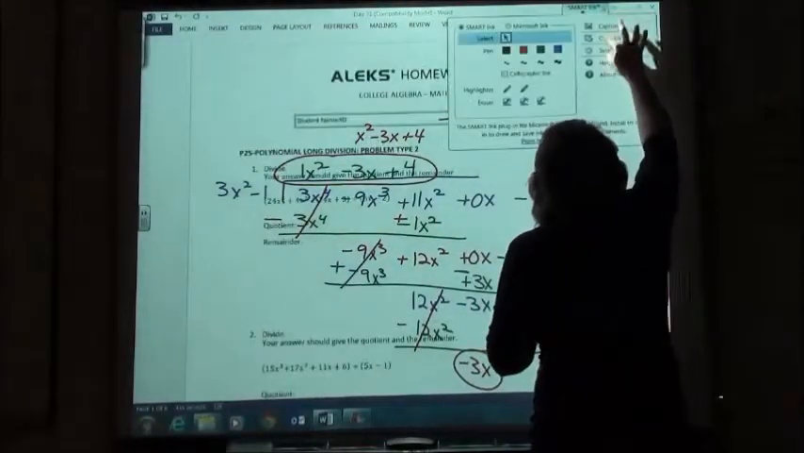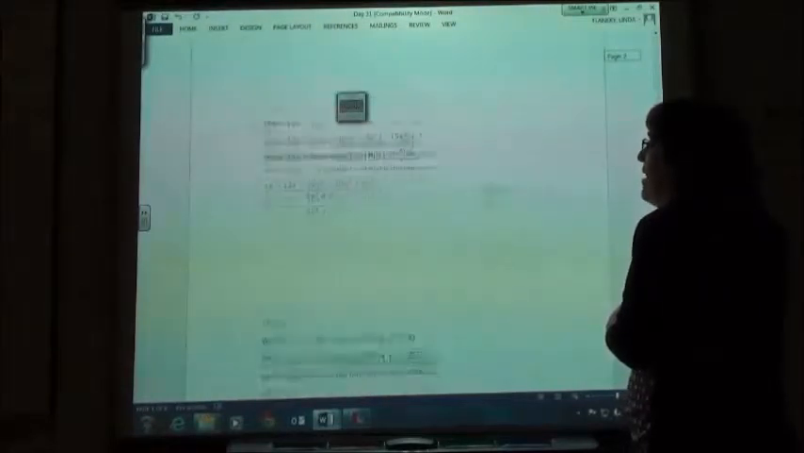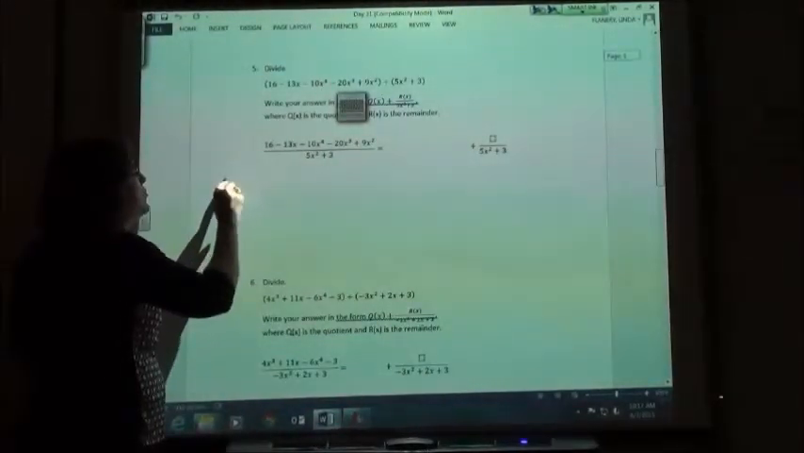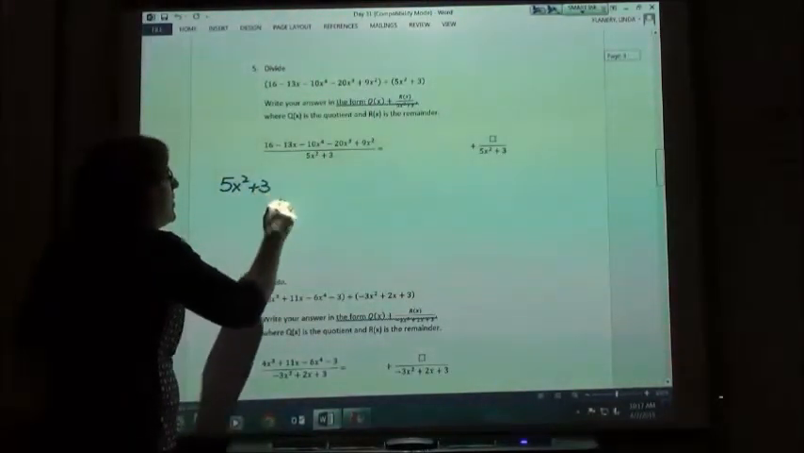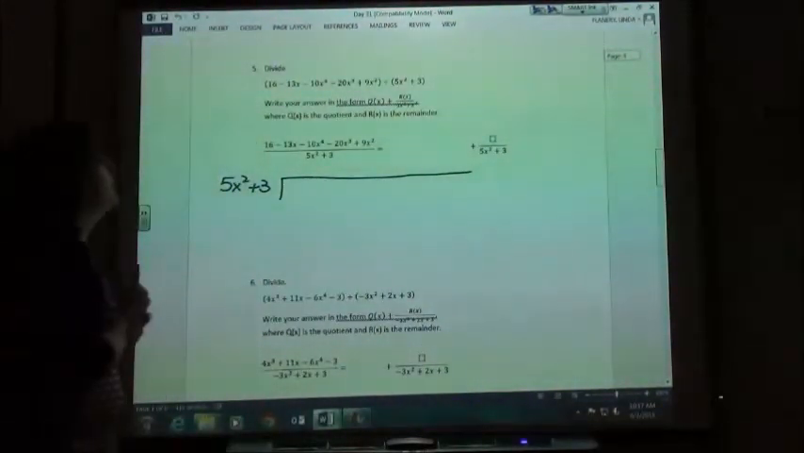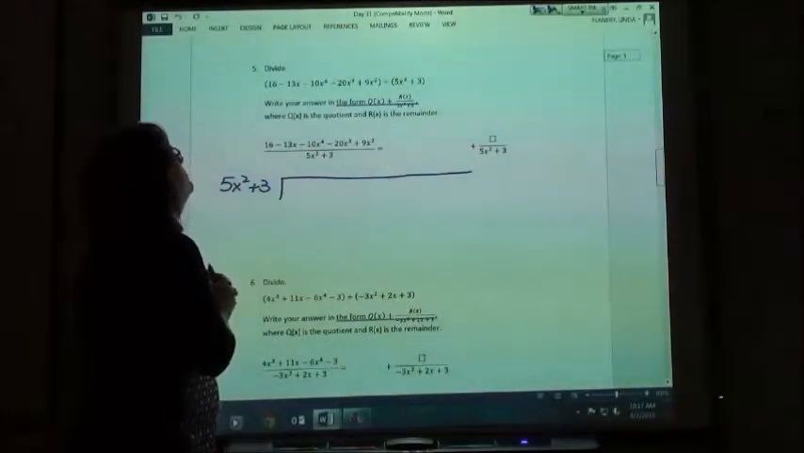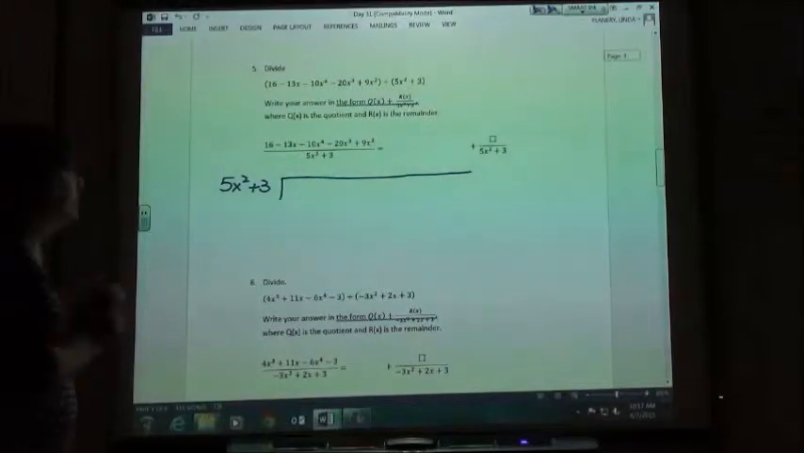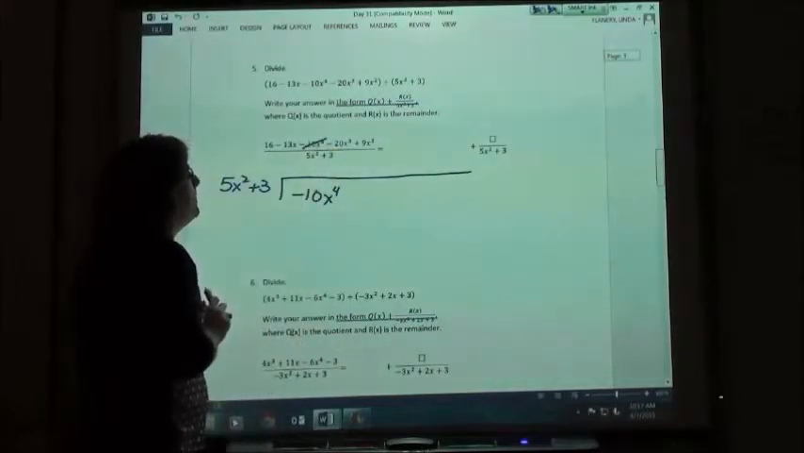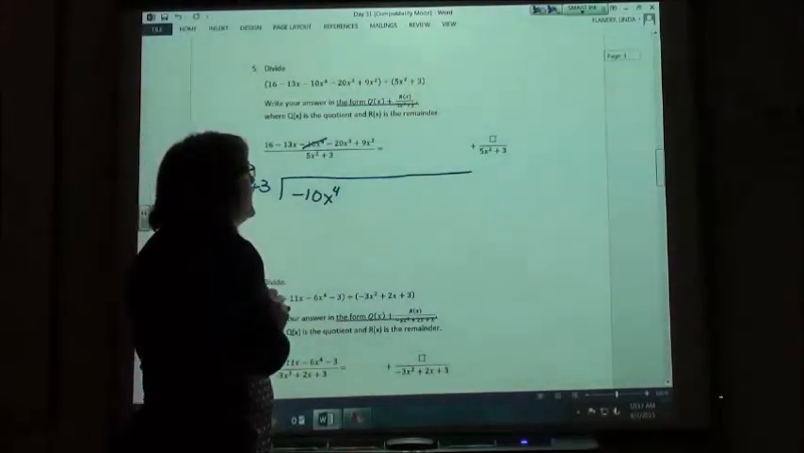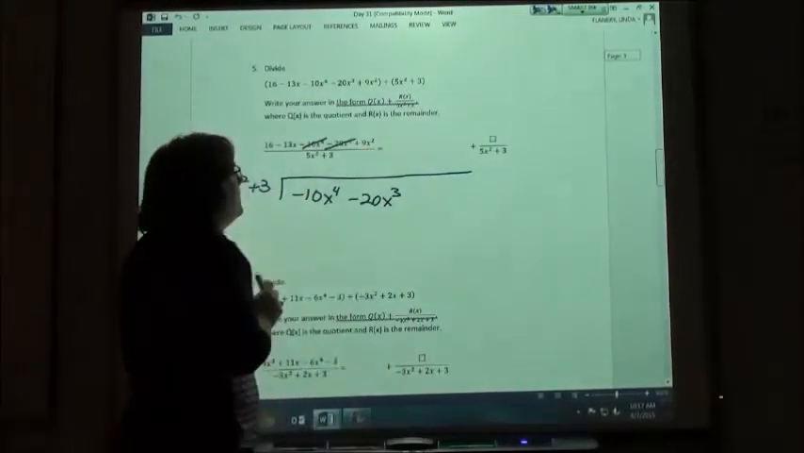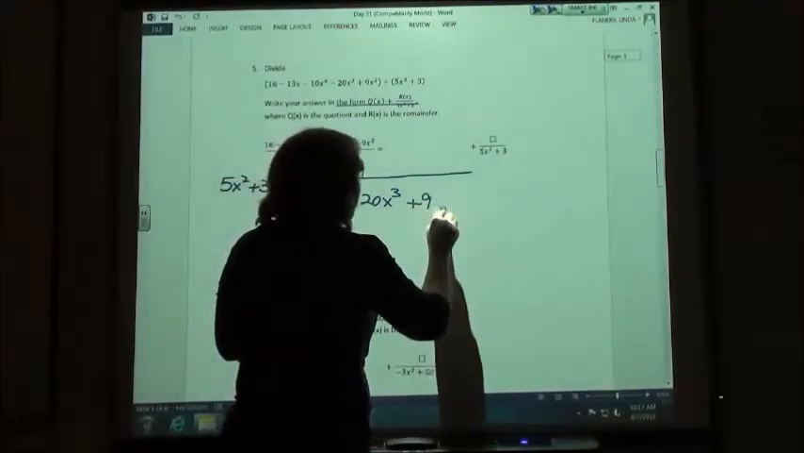All right. Number 5. Number 5, we have 5x squared plus 3. And when we write down what we're dividing that into, what should go first? Negative 10x to the fourth. Minus 20x to the third. Plus 9x to the second.